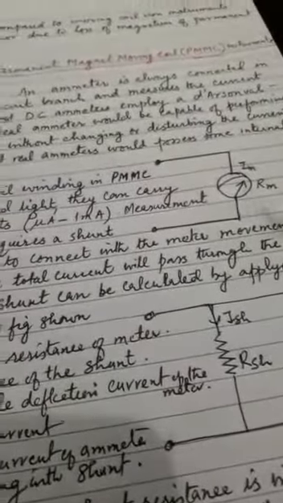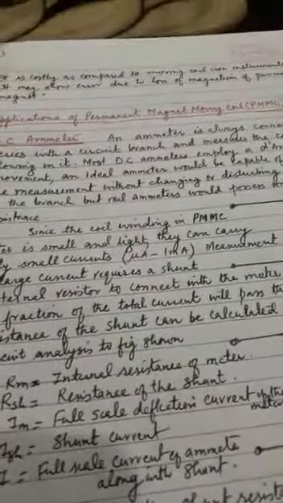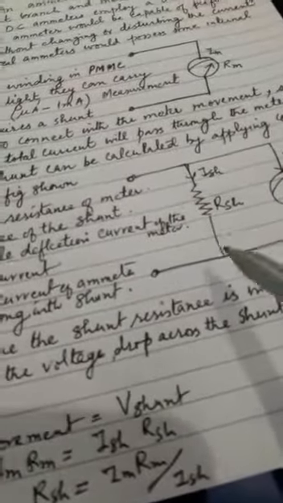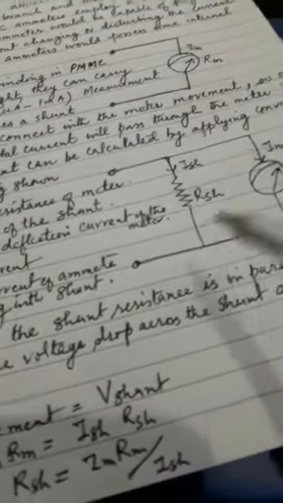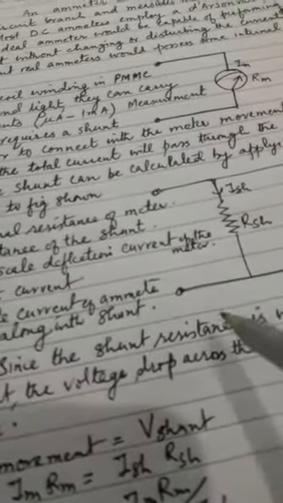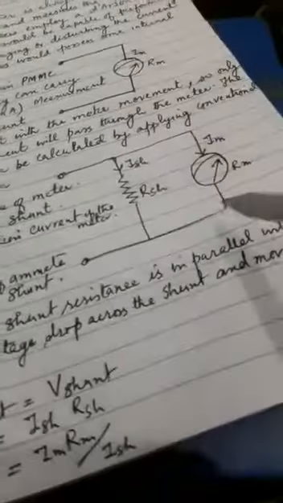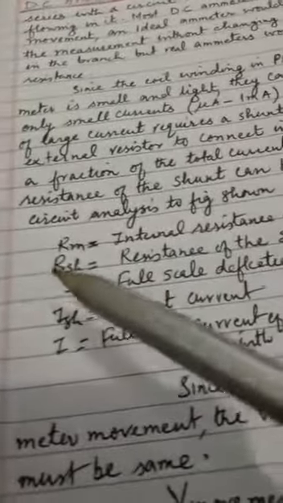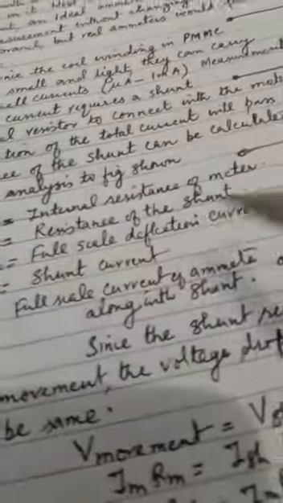The PMMC instrument is used for DC ammeters only, that's the main thing. We connect a shunt resistor in parallel to the PMMC meter in order to measure high levels of current, large current through the circuit. So RM means internal resistance, RSH means resistance of the shunt, and IM means full scale deflection current.